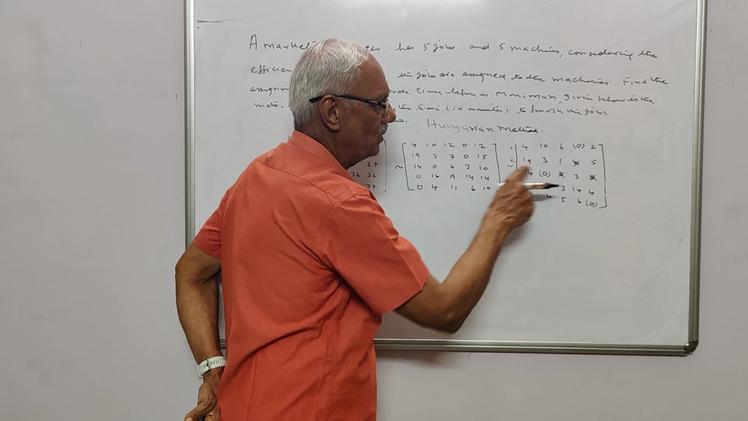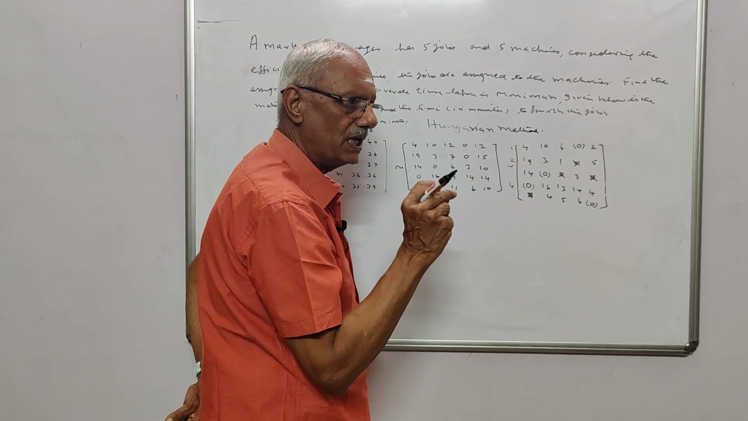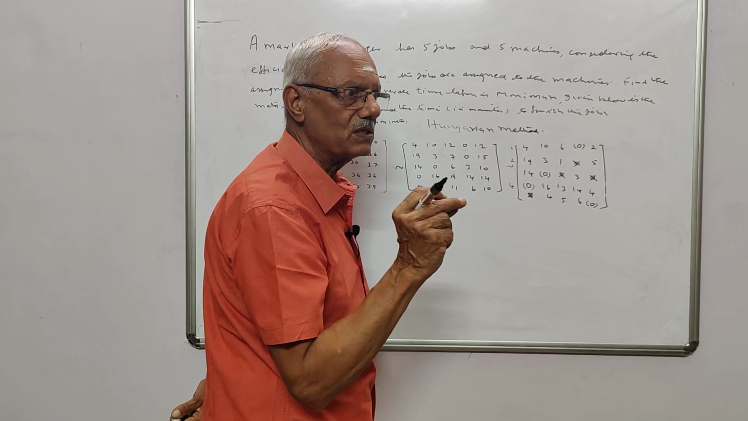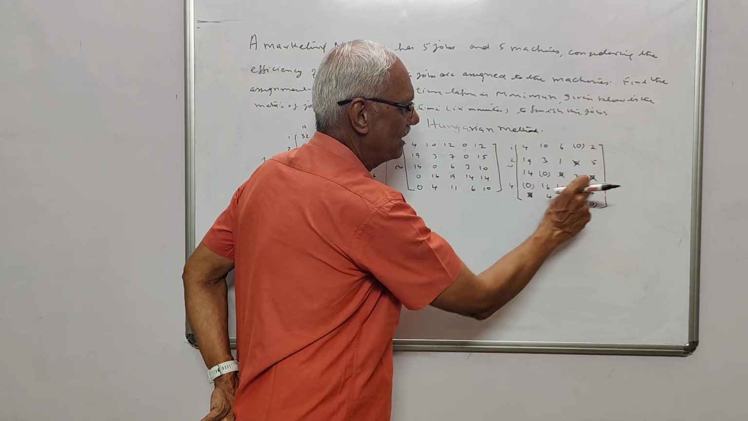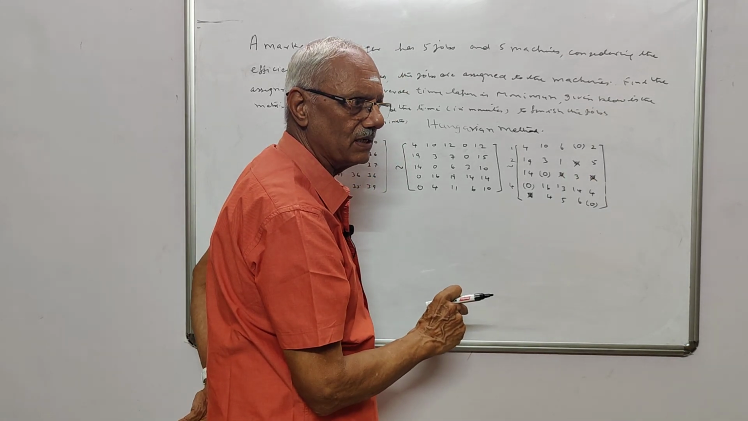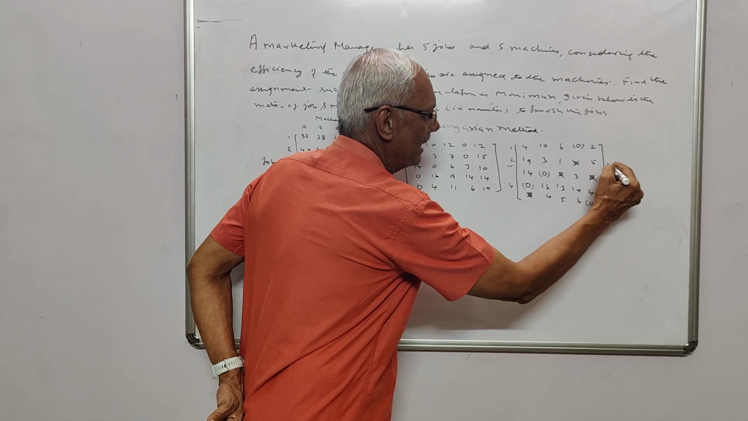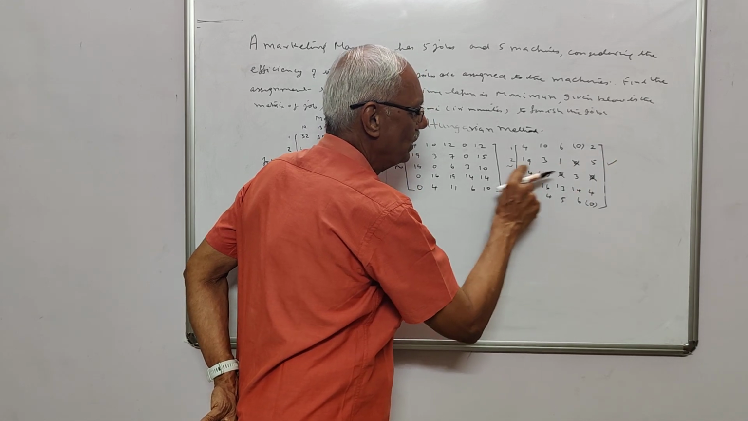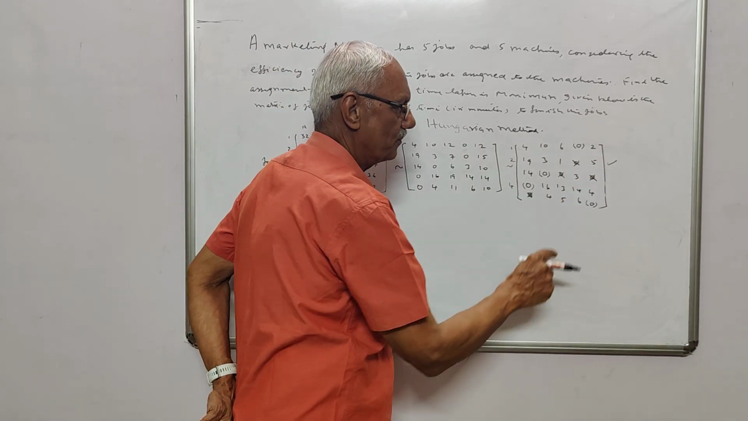The second job is not assigned to any machinery. So tick the row which does not have an assignment. A bracketed zero tells you that the job is assigned. But here you find that job 2 is not assigned to any machinery. So tick that.